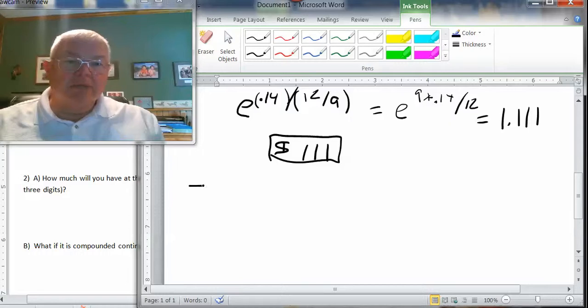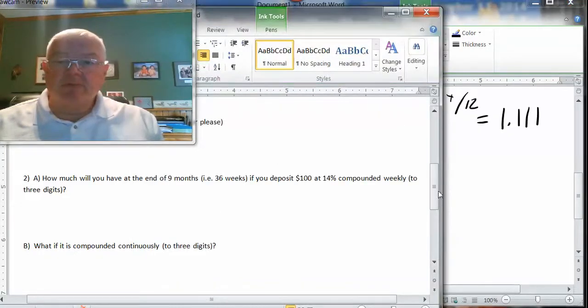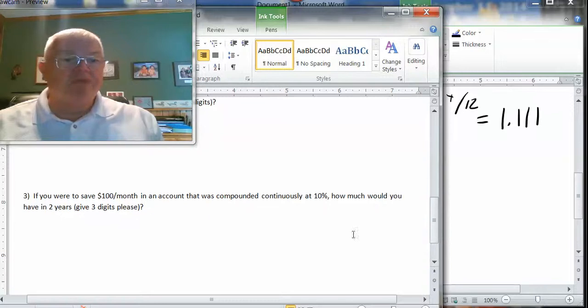Well, number 3, last one. Let's look at problem number 3. If you were to save $100 a month in an account that's compounded continuously at 10%, how much would you have in 2 years? So the first thing we're going to have to do is find out what is the monthly interest, because this is an annuity, right? We're putting in $100 a month. It's a 2-year annuity, or 24 periods, but we need to know the interest rate.